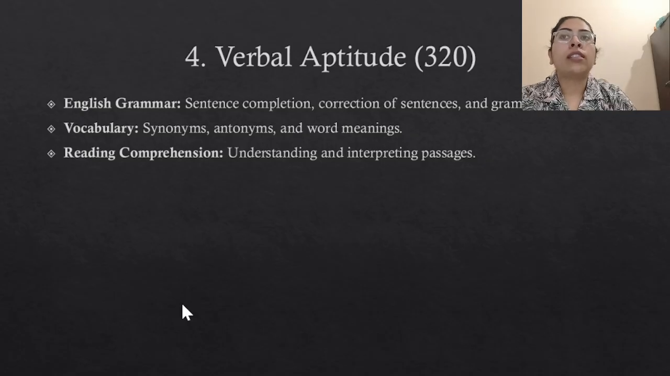And another thing is English grammar. They will give you English grammar, sentence completion, correctness of sentences and grammatical errors. Like this way, 1 to 2 questions they will ask. Okay, and one question will come from the vocabulary, synonyms, antonyms, and word meanings. This will be an easy one.